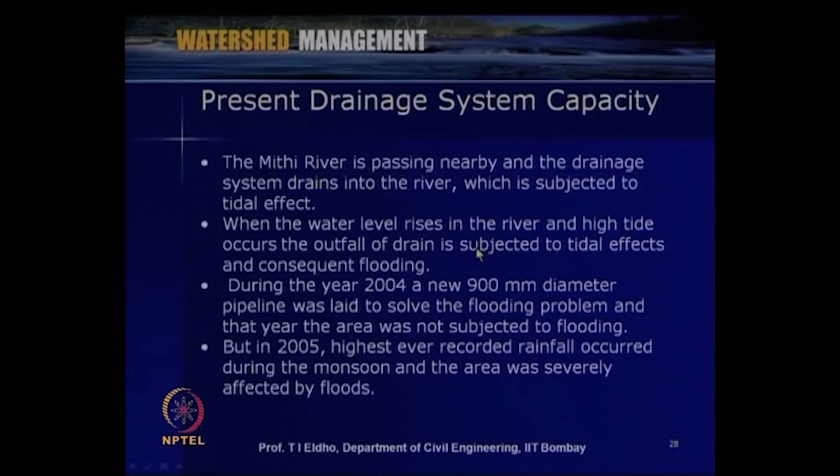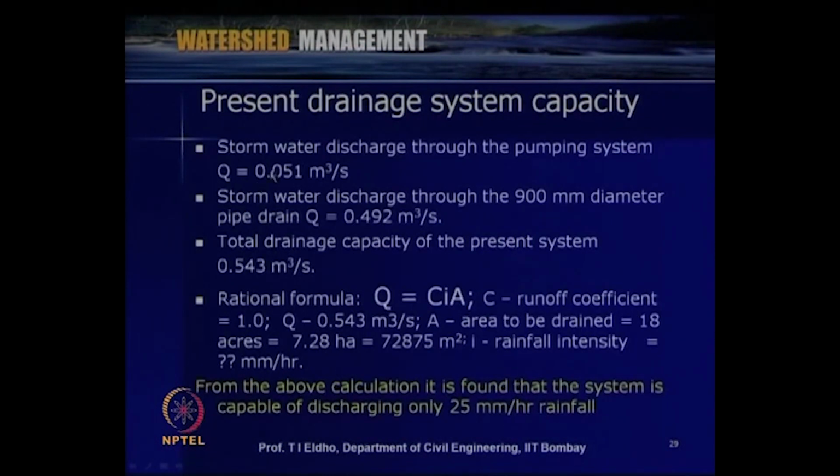Here two issues are there. One is the main flow taking place within the area, and the other is the tidal rise happening within the river system, which causes backflow coming into the area. When the water level rises in the river and high tide occurs, the outfall of the drain is subjected to tidal effects and consequent flooding. During 2004 a new 900 mm diameter pipe was constructed, but in 2005, as I mentioned, there was flooding again.